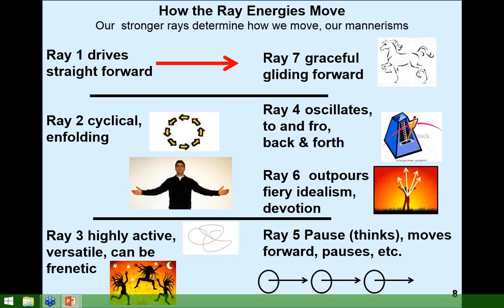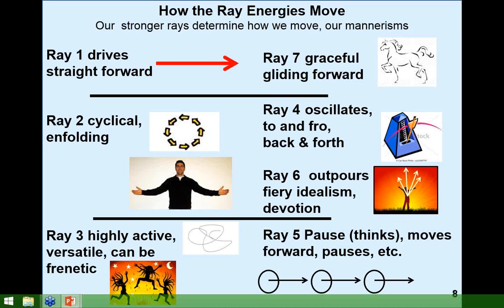Whereas ray 6 are very fiery. They're halfway between 2 and 1, and their fiery, outgoing energy goes out from the heart. It's the idealistic ray after all. And so ray 6 pours out like a flood, or like a fiery flame.